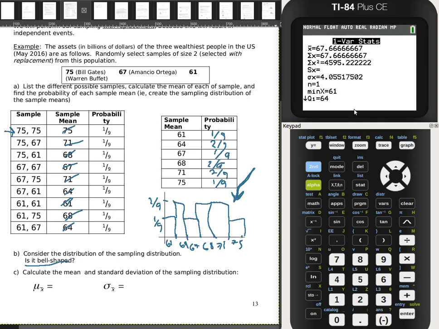So what happens when we calculate it? The mean is this one, 67.6 repeating. So I'm going to put that one in there. 67.6, and then it just repeats. And what about the standard deviation? It gave us that one as well. It's about 4.05, or maybe 4.06. That's good enough. So we found the mean and standard deviation of the sampling distribution thanks to our graphing calculator.